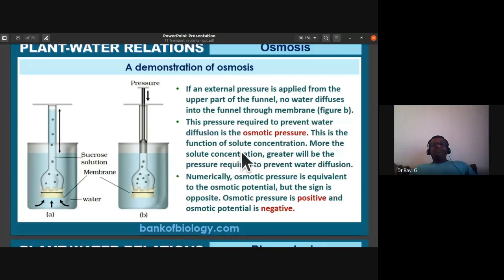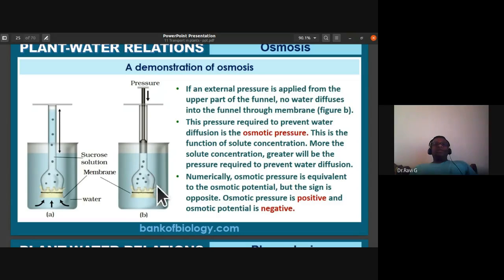So this is a function of solute concentration. The more the solute concentration, the greater will be the pressure required to prevent water diffusion. This they have asked in many of the multiple choice questions. If the solute concentration is higher in a thistle funnel, what will be the pressure required to prevent water diffusion, greater or lesser? The more the solute concentration, the more the pressure required to prevent water diffusion. The lesser the solute concentration, the lesser the pressure required.